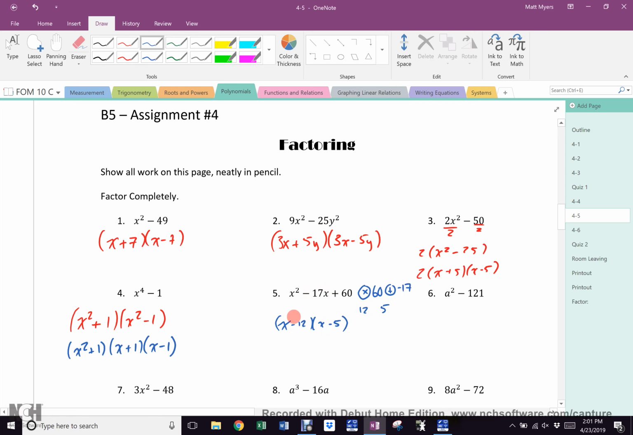Yeah, that works. And this one, is that a perfect square? What is it? A. Is that a perfect square? What is it? And then I write the same thing, A minus 11. Yeah? Yeah.